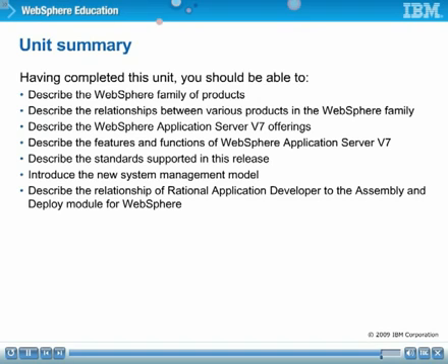Having completed this unit, you should be able to describe the WebSphere family of products, describe the relationships between various products in the WebSphere family, describe WebSphere Application Server version 7 offerings, describe the features and functions of WebSphere Application Server version 7, describe the standards supported in this release, introduce the new system management model, and describe the relationship of Rational Application Developer to the assembly and deploy module for WebSphere.